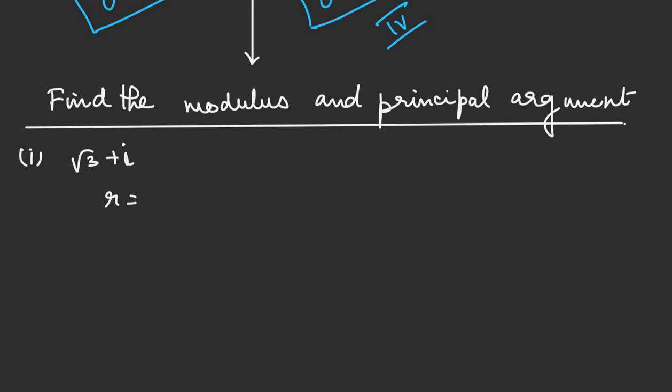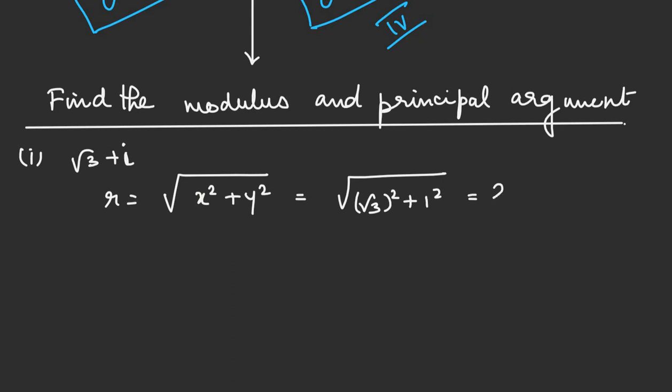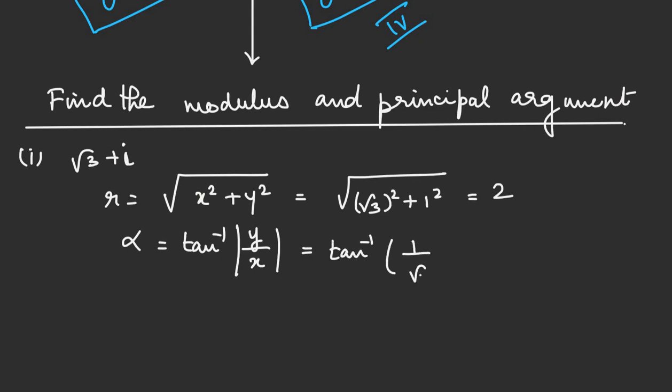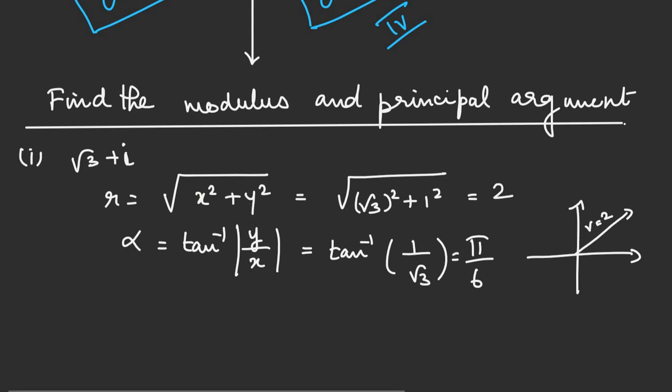Its modulus value r is equal to the whole root of x square plus y square, which is equal to whole root of root 3 the whole square plus 1 square, which is equal to root of 4, which is equal to 2. And alpha will be equal to tan inverse of modulus of y by x, the imaginary part by real part, which is equal to tan inverse of 1 by root 3, which is equal to pi by 6. So here in the Argand diagram, modulus r is equal to 2 and theta will be equal to pi by 6.